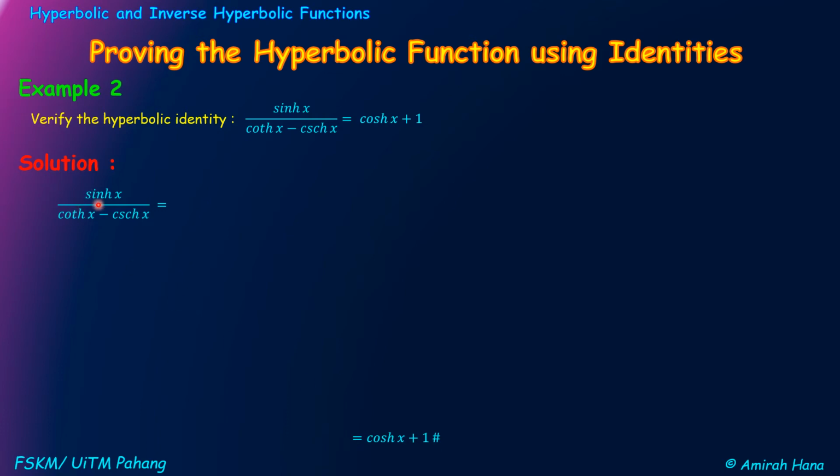From here, we still have sin x, and then cos x is a reciprocal function of tan, which is 1 over tan x.